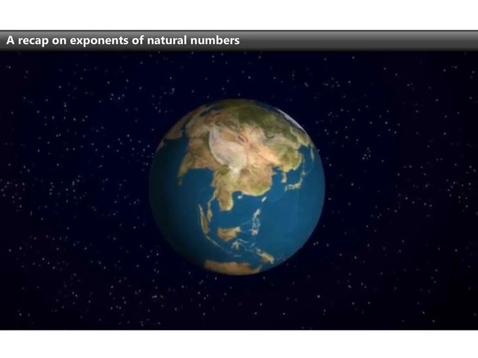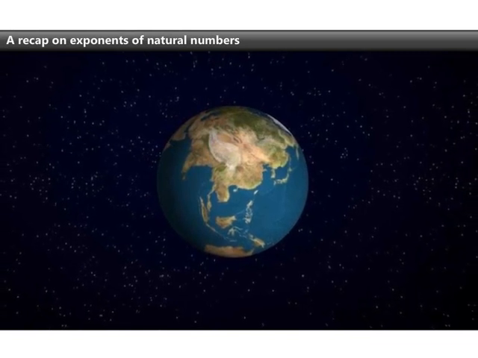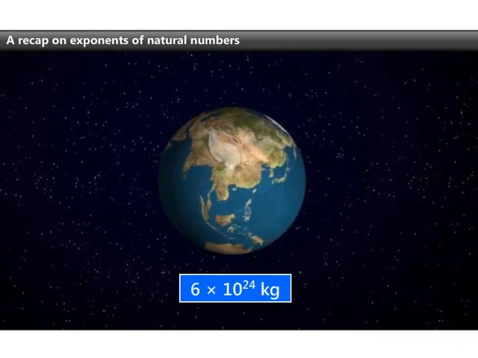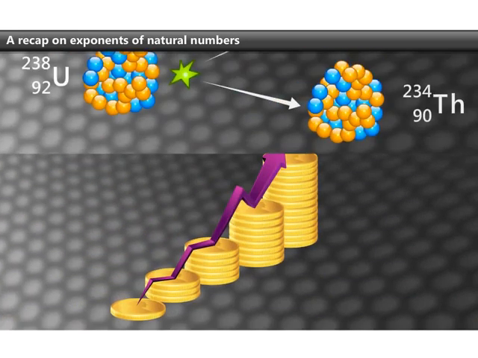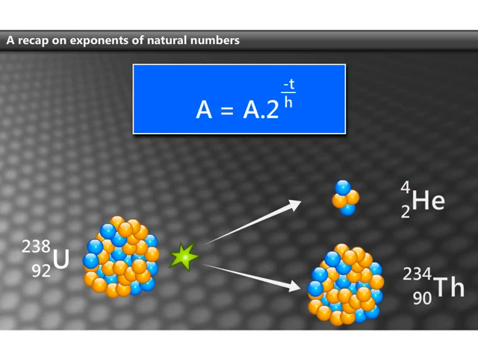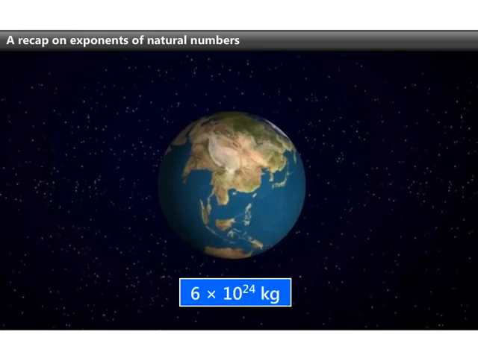In our daily life, we come across very large or very small numbers when expressing the mass of the earth, that is 6 into 10 to the power of 24 kgs, when computing compound interest, half-life of radioactive decay, or in other scientific notations. Can you recall what numbers raised to powers are called? Yes, they are called exponential terms. Here, in the exponential term 10 raised to the power of 24, 10 is the base and 24 is the exponent or power.